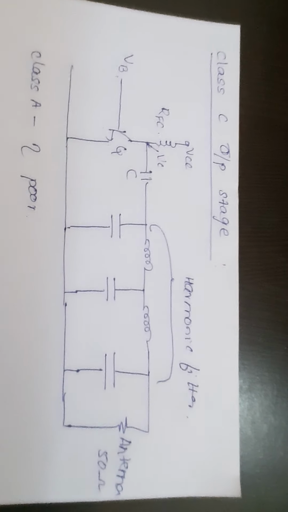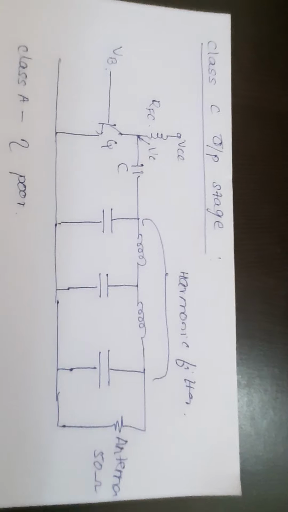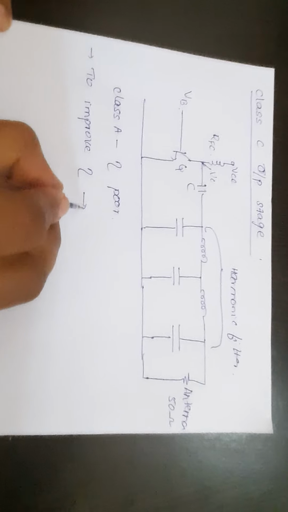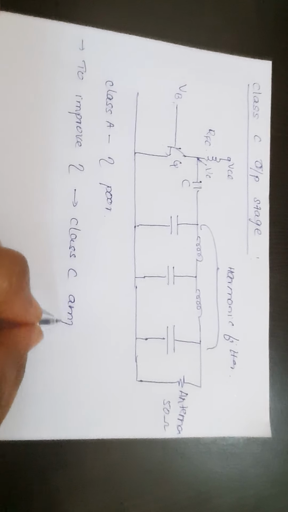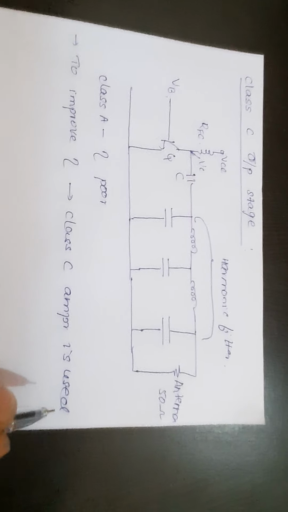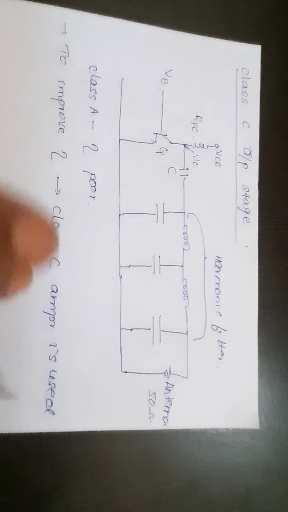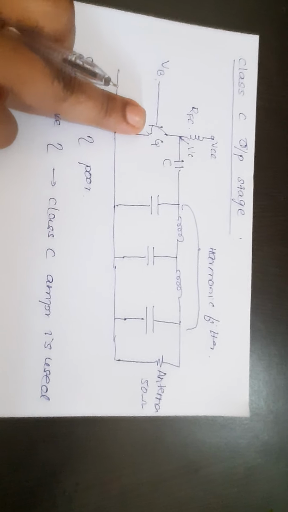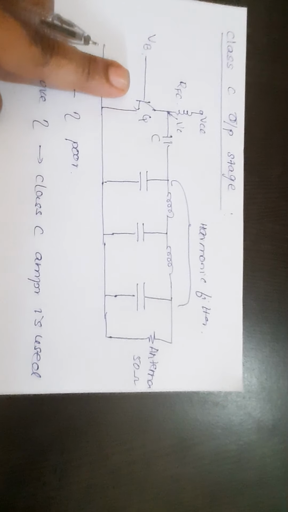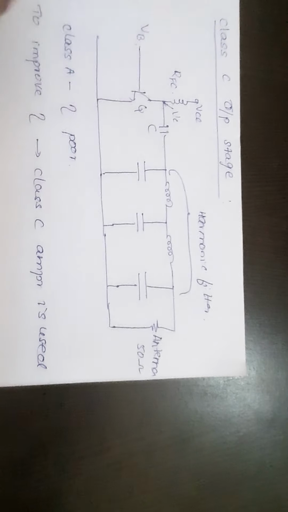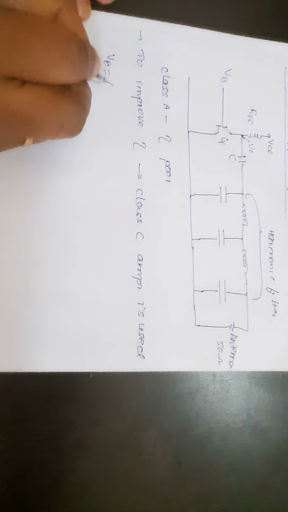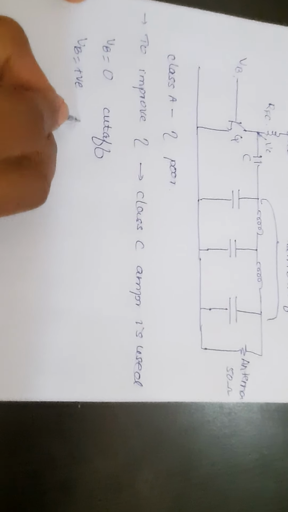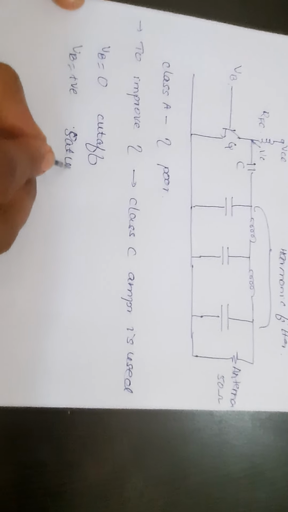So in order to improve the efficiency, Class C power amplifier is used. This transistor is biased such that it remains off for no signal condition and operates in saturation region when the input signal is present. Means what? When the base voltage VB is 0, it is cut off. When VB is positive, then the transistor will be in the saturation, or it turns on.